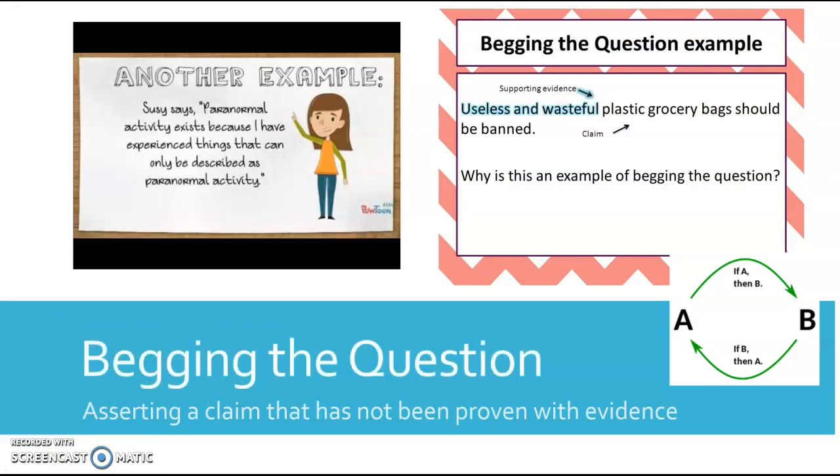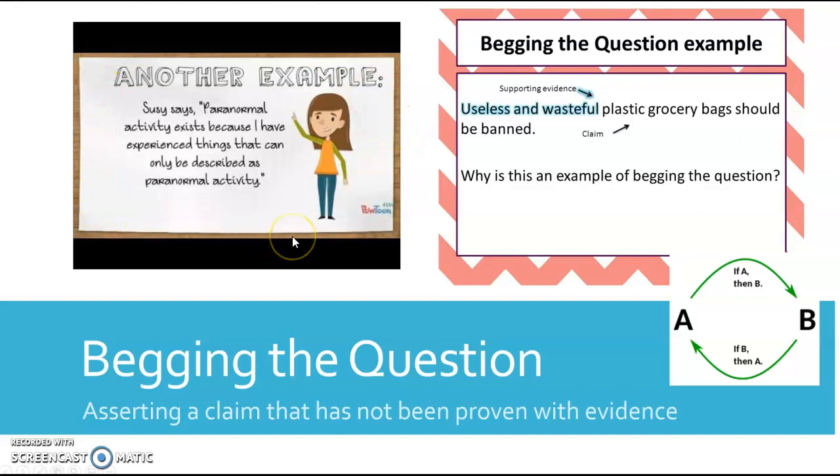The next fallacy is begging the question. Begging the question is making an assumption. It's asserting a claim that has not been proven with evidence. So you'll look to this image here. Basically, if you use this fallacy, you are saying, well, if A happens, then B, or if B happens, then A is a must. A couple examples here.